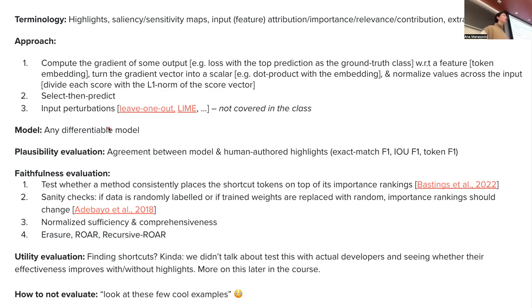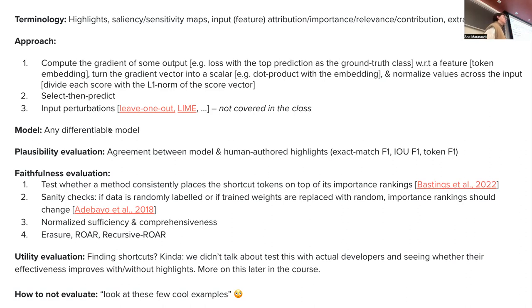For plausibility of highlights, we use human-produced highlights. With text, this is easier. You can just ask people, hey, highlight all the words that are important here. You can do the same with images, I believe. I didn't see much of that. I have seen some works checking where people's eyes are focused while they annotate just the image classification problem. And I think that's a very good signal.